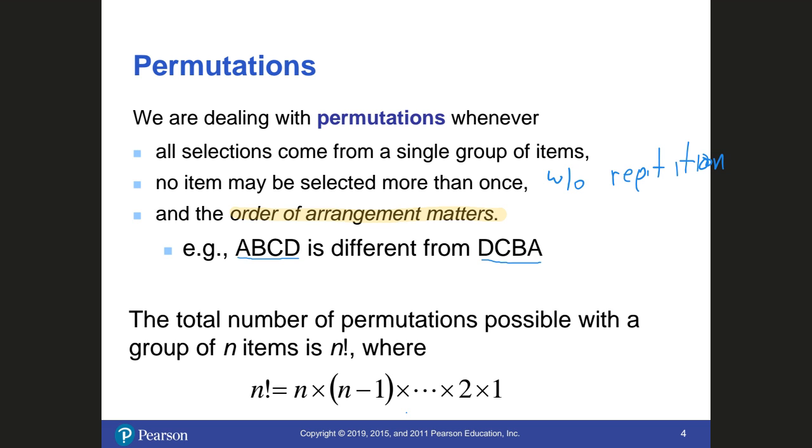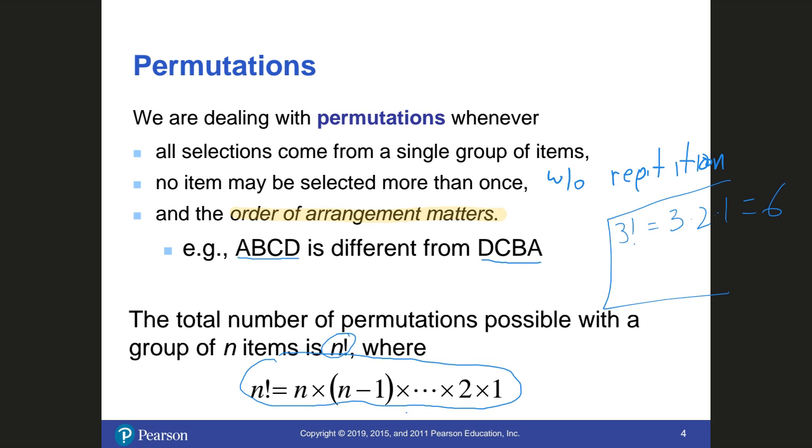Okay. Now, this formula makes it look more complicated than it is. But the total number of permutations possible with a group of items is n factorial, which is n times n minus 1, times n minus 2, and so on, down to 1. So in other words, here's a quick example. 3 factorial is 3 times 2 times 1, which works out to be 6. 4 factorial is 4 times 3 times 2 times 1, which, 4 times 3 is 12, times 2 is 24. That's what factorial is. Let's look at a few examples.